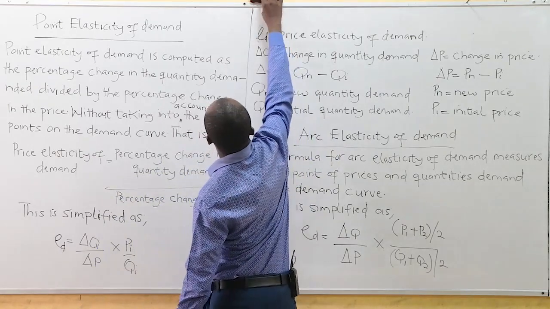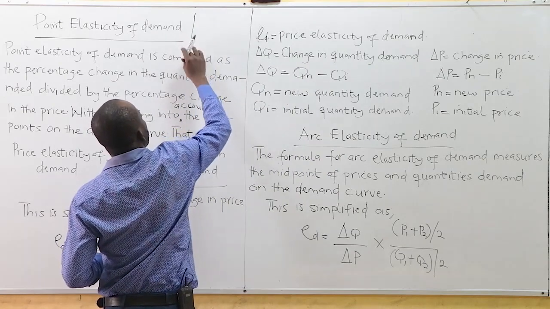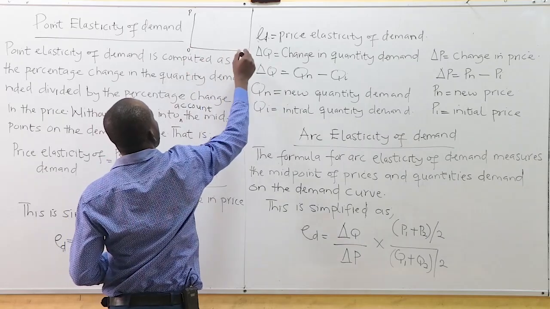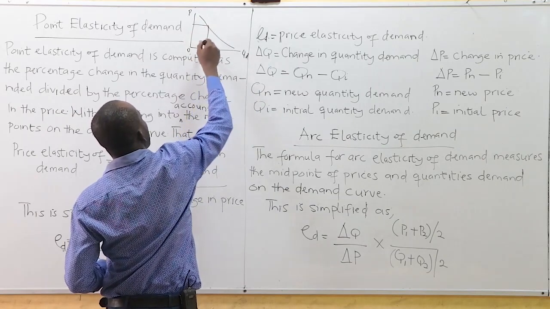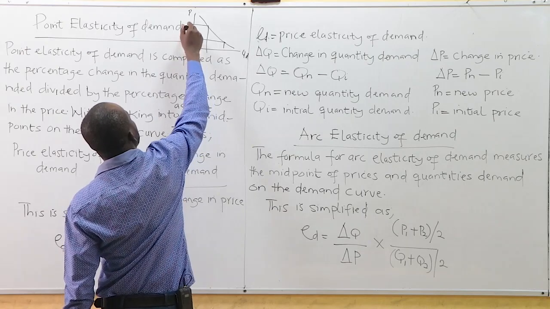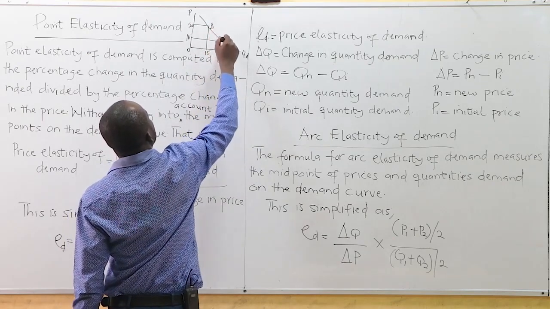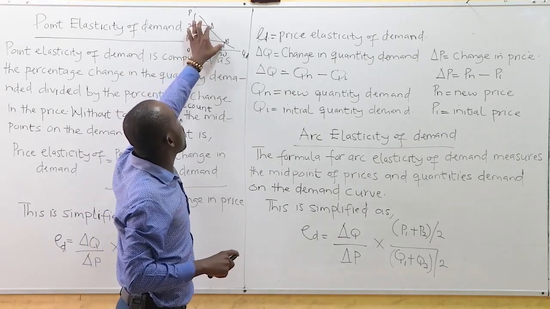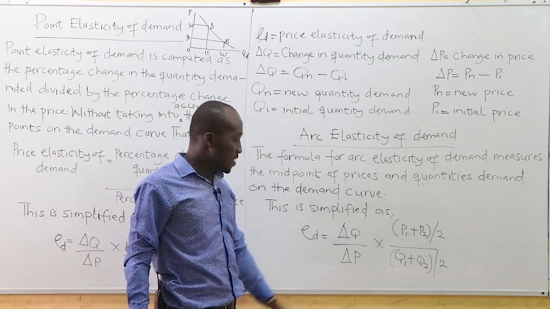With the arc elasticity, maybe here 10, 20, 15, 30, A, B. When they are estimating it, it will take the average of the points. Like here, look at this. Change in Q, change in P.